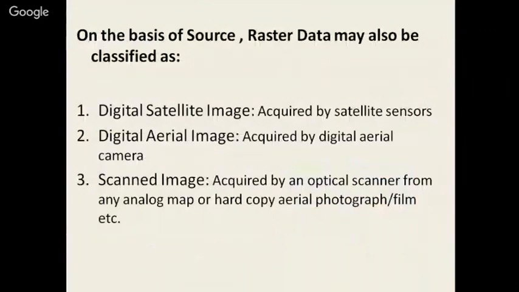On the basis of source, raster data may also be classified. Where do we get the data from? The raster data is classified as digital satellite image, where we acquire the data through a satellite sensor; digital aerial image, where we acquire the data with the help of aerial cameras; and scanned image. A lot of raster data we acquire through scanning. It is acquired by an optical scanner from an analog map or hard copy aerial photograph. When we get the data that way, it's called a scanned image.